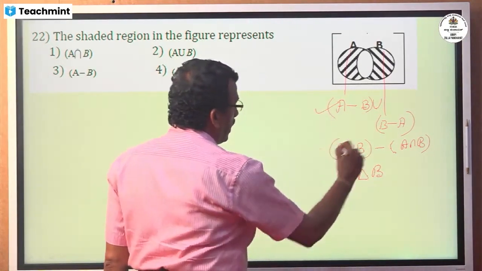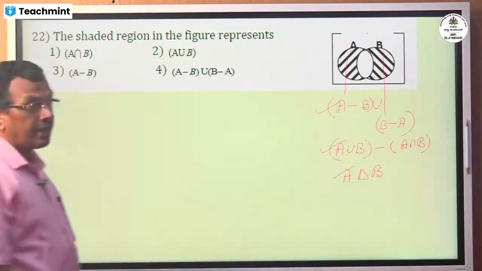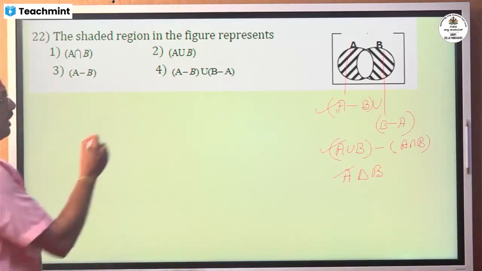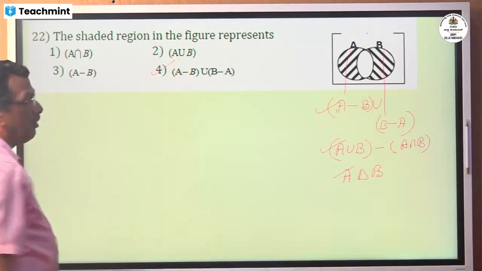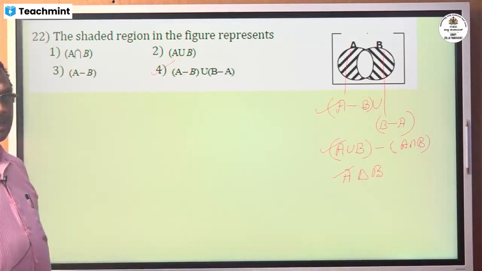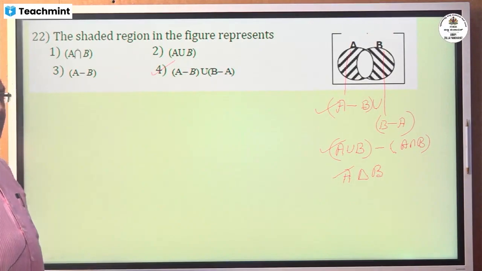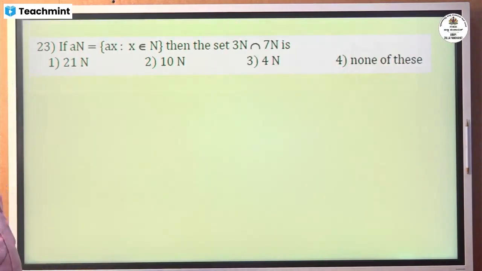Whichever of these three answers you give, it will be correct. As you are observing in this problem, I have given the fourth option as A minus B union B minus A. Hence your solution is the fourth option. I discussed earlier with you what is symmetric difference.